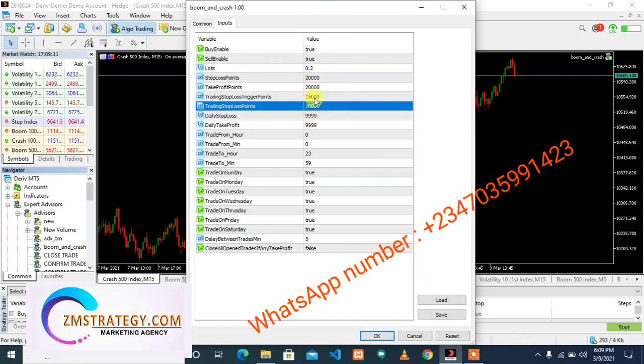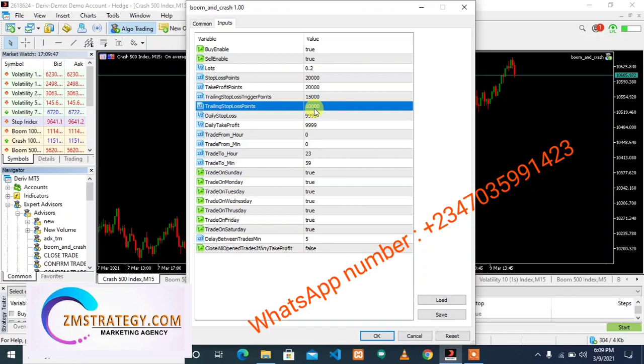So that is just the work of the trailing stop loss and trailing stop loss point at the trigger point. Like I said, this is where the trailing stop is going to activate when the market goes above 15,000 points. This way the trailing stop is going to activate either on a buy trade or sell trade. When you go either above 15,000 points or you go below 15,000 points, this way the trailing stop is going to activate and immediately the market goes and touches 10,000 points, the trade is going to close automatically.